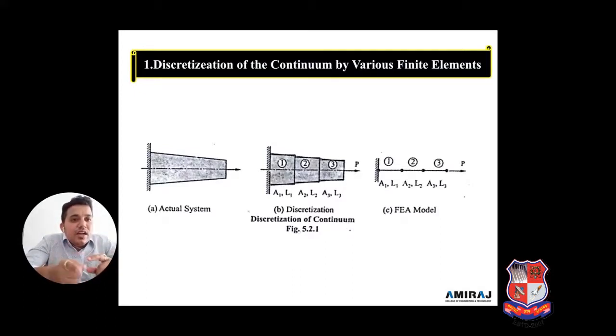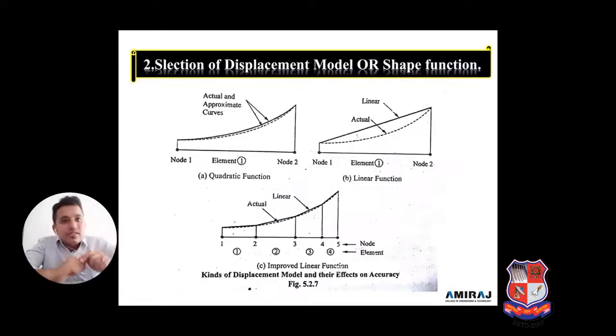If we convert this discretization model into the FEA model, then it is figure number C. Here we are using 1D bar elements. The 1D bar elements are indicated in this last figure, figure number C. So this is the first step of any FEA analysis. Now look forward to the second step. The second step is the shape function, selection of a displacement model.